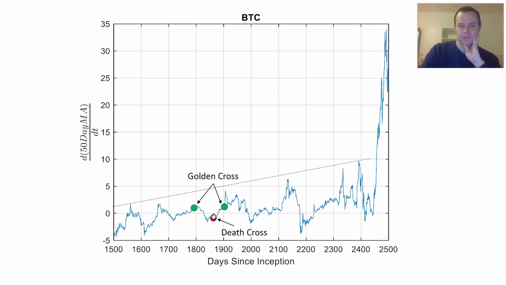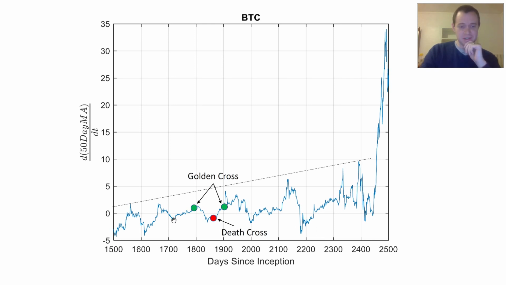If you remember, you can look at the previous videos if you haven't seen them before, back in 2015, Bitcoin had a golden cross, a death cross, and another golden cross. And it was that second golden cross, which is when Bitcoin started its long-term bull market, where the 20-week moving average was held as support for around 2 years. But what happened to the derivative of the moving average with respect to time during that time?